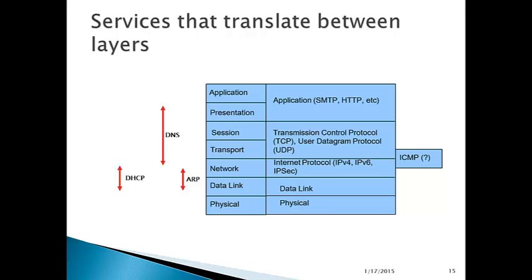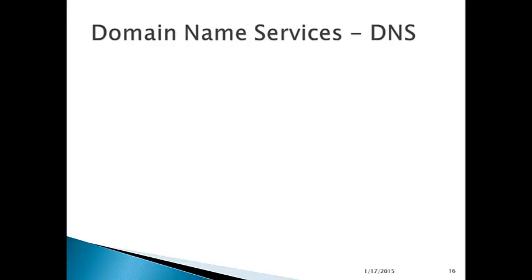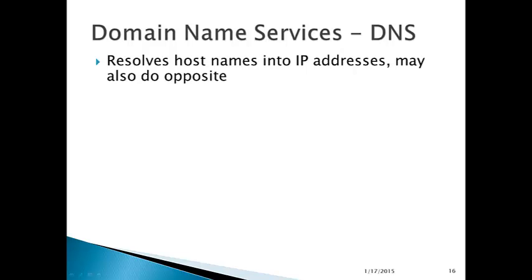Now you've got services that translate between layers. Address Resolution Protocol, or ARP, translates between a network and data link. Dynamic Host Configuration Protocol also does the same. And the Domain Name Service takes a network address and turns it into an arbitrary name that allows you to talk to the application layer. Domain name services, what do they do? They resolve host names into IP addresses and oftentimes do the opposite.